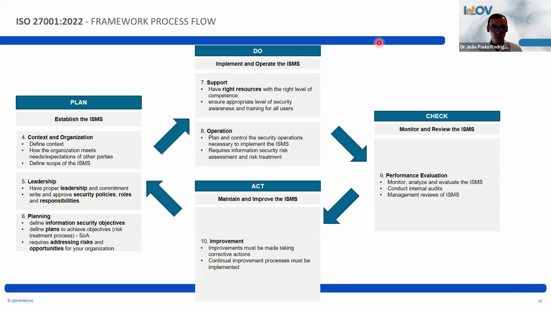The do stage: implement and operate the ISMS. We have clause 7, which has to do with the support of the whole ISMS. We have to consider the right resources, the right level of competences. We have to ensure that people have the adequate security awareness and training. And we have to implement and run the ISMS. So we need to have the technology in place, the people in place. We have to fulfill all the requirements that were defined in the planning phase.